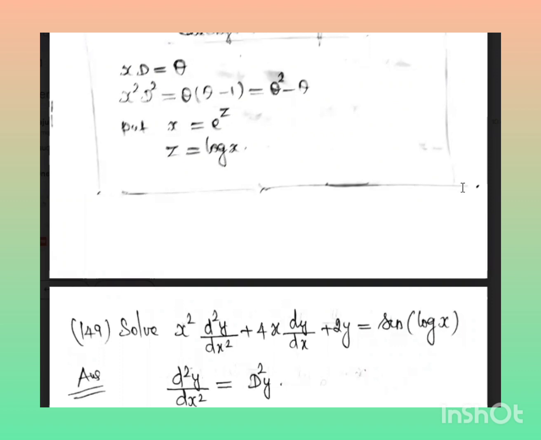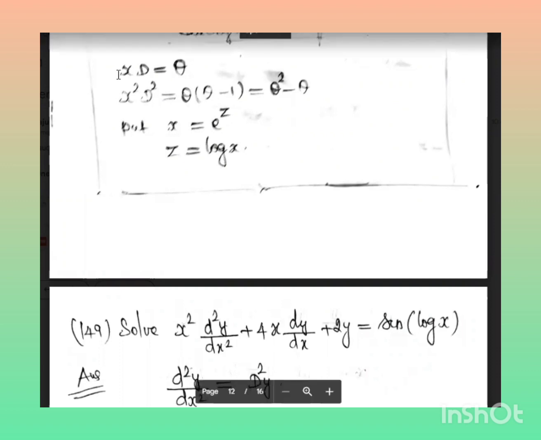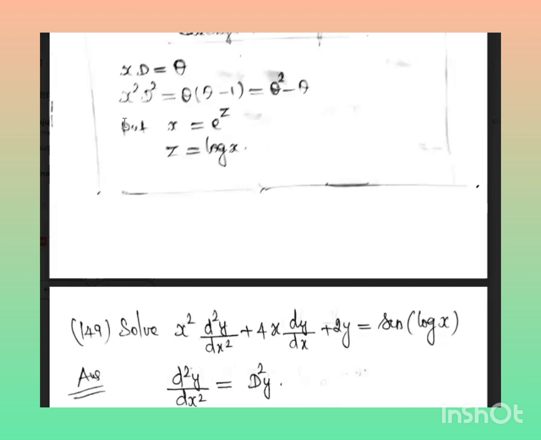Today we are going to study the Cauchy's linear equation. In the Cauchy's linear equation, there are points we have to know. The points are: xD is equal to theta, where D is d by dz. X square D square is equal to theta into theta minus 1.